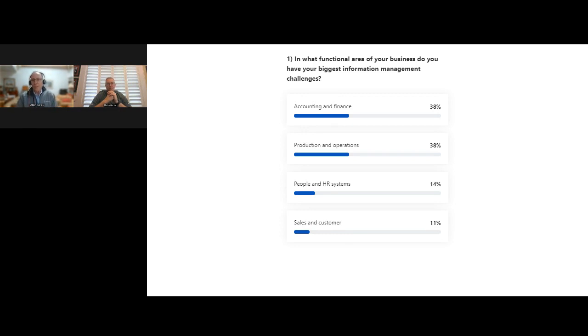So production and operations, the highest response, pretty similar, almost equal balance with accounting and finance. And I think that's what we quite often see: wineries will often keep their production records in Excel. But we're seeing an increasing trend toward looking at what other options are currently available. Accounting and finance, that's obviously a tremendous amount of data that gets processed there. So that's very common to see challenges in that area.